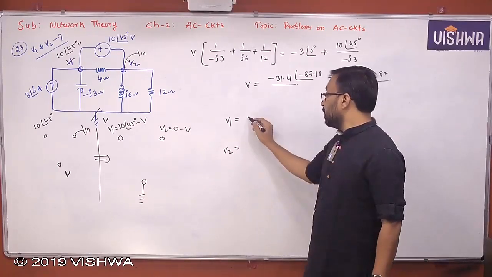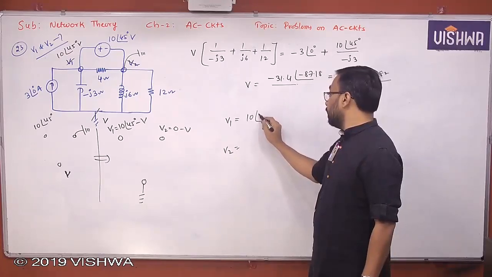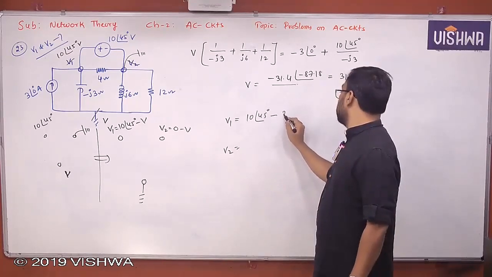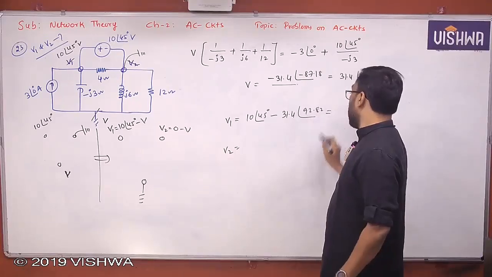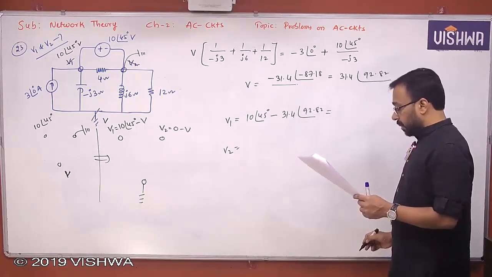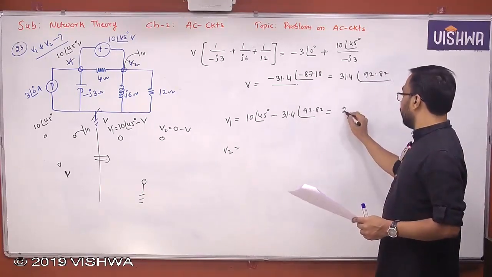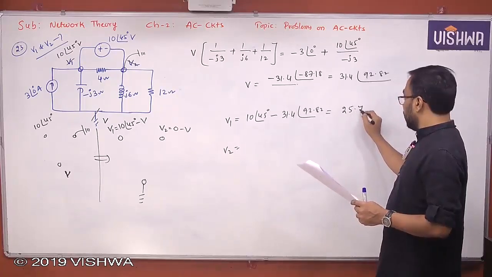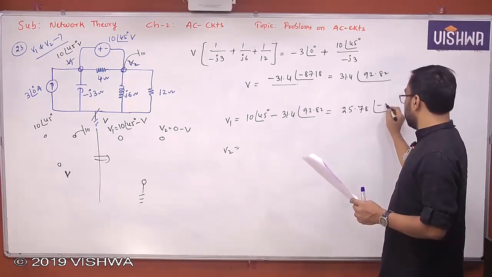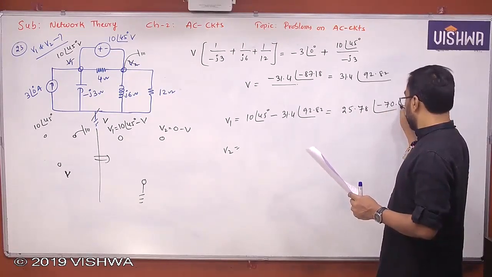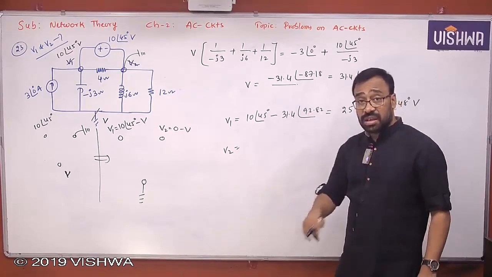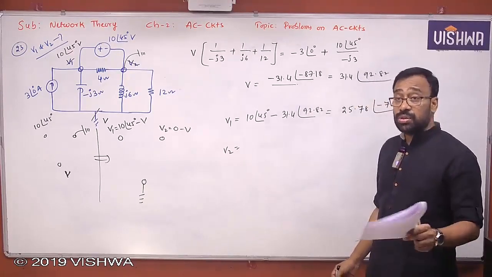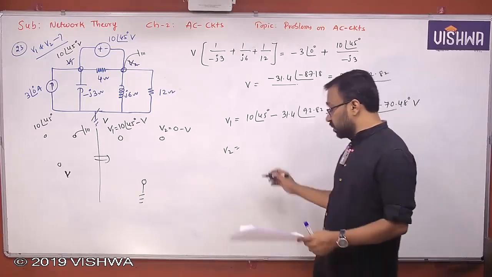But what is V1? 10 at an angle of 45, minus 31.4 at an angle of 92.82. Its value is supposed to be, I can give you what V1 is, 25.78. Please do the calculation using your calculator, keeping the calculator in the complex mode. I already solved all these things on my own, so you also please check the answers. You're supposed to get these values.